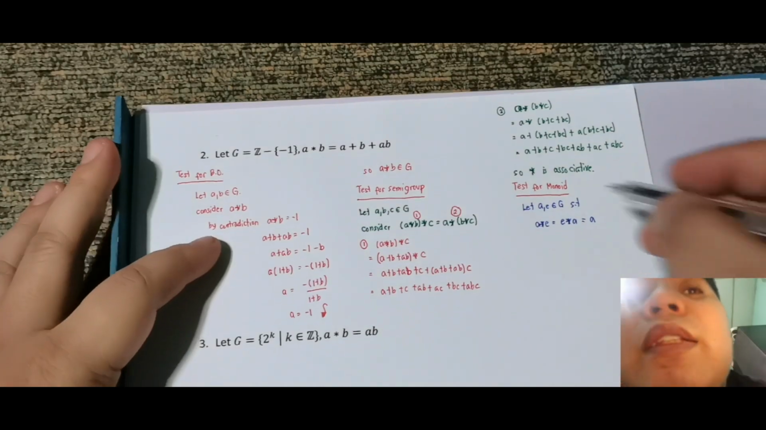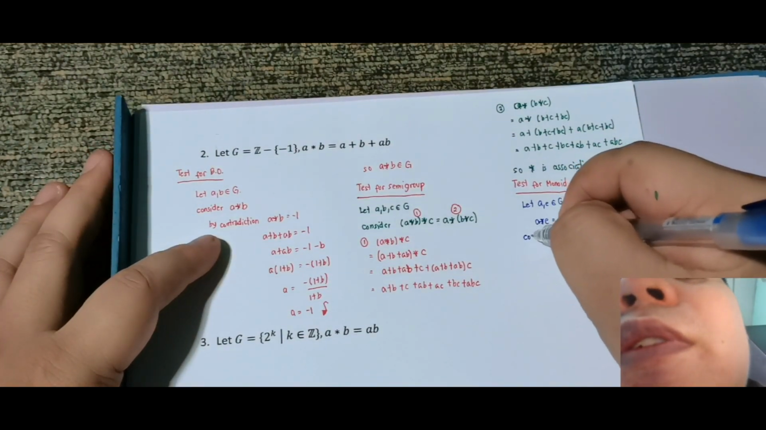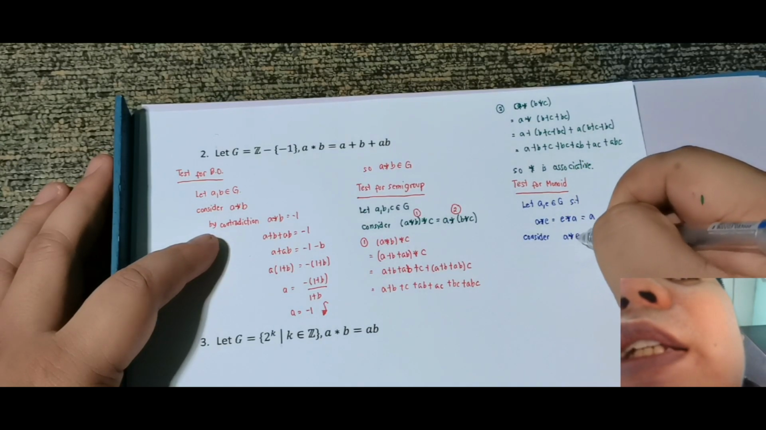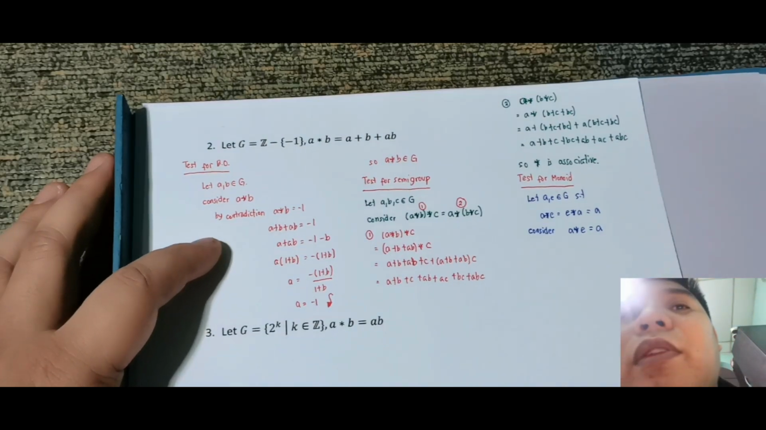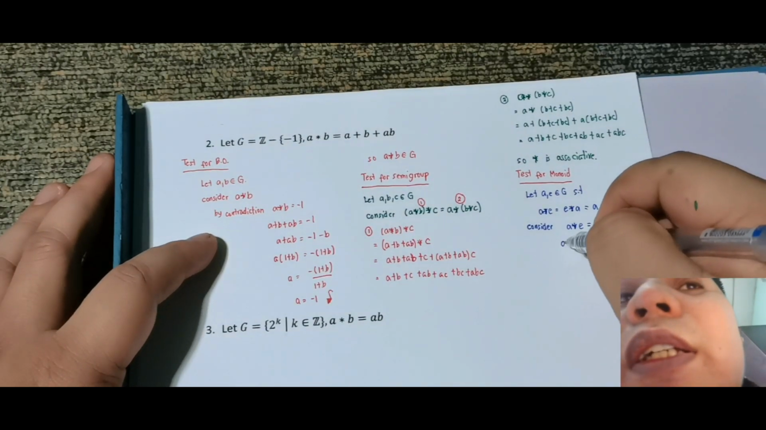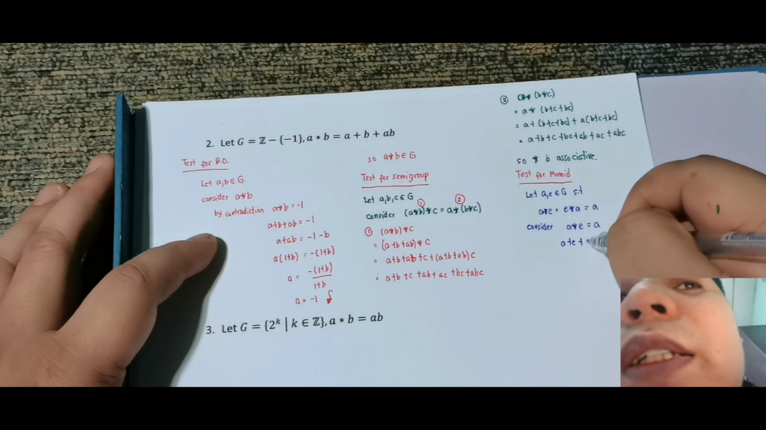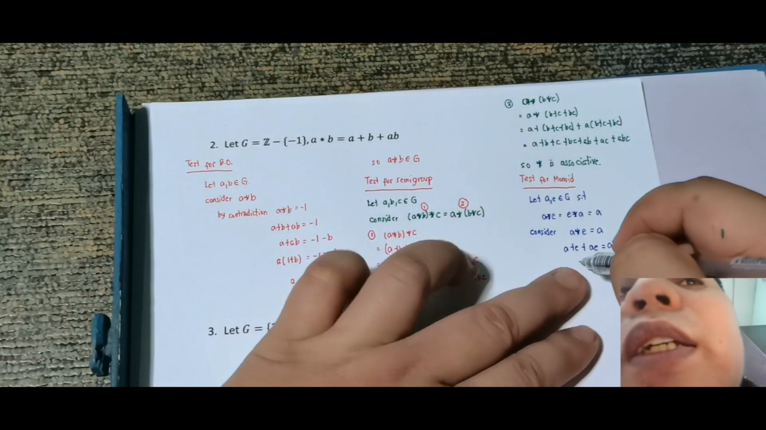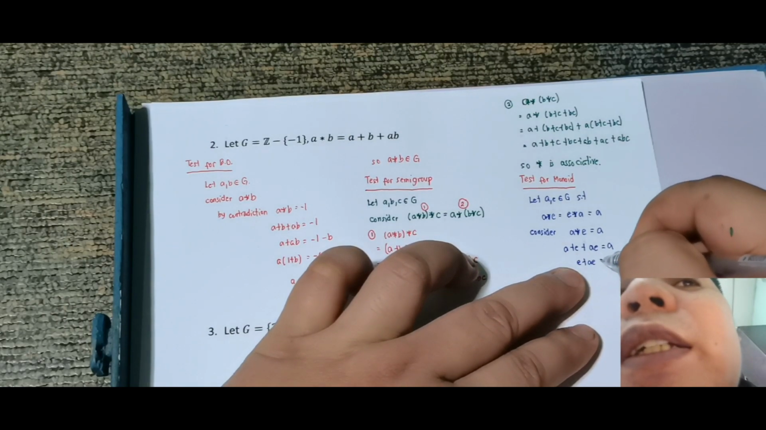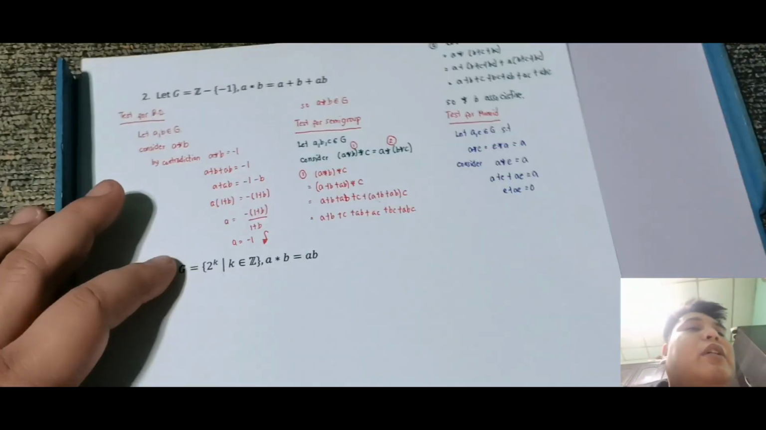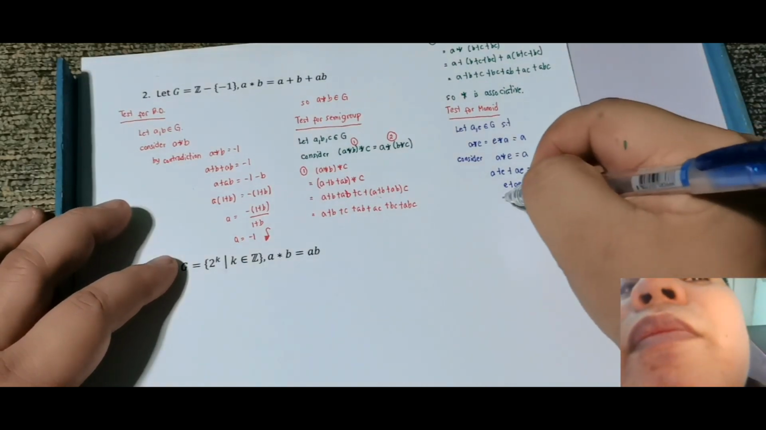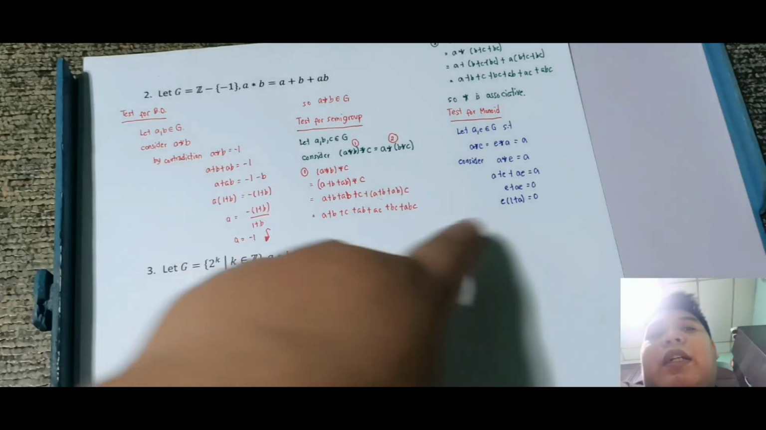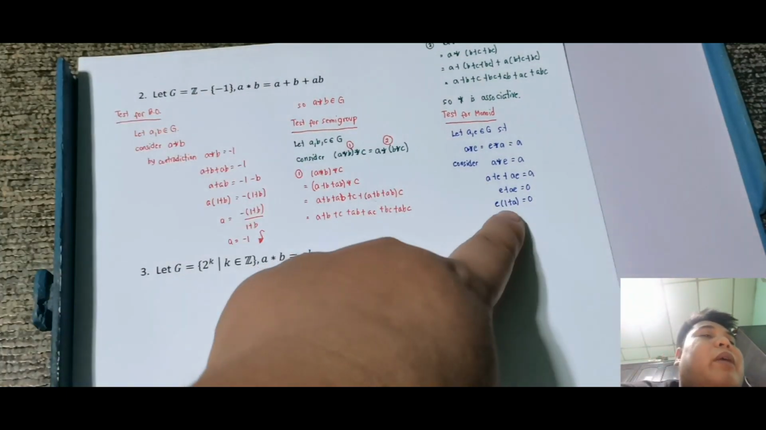Okay, then consider natin. So consider si A asterisk E is equal to A. So by definition, this is just equal sa A plus E plus AE is equal to A, which means that this is E plus AE is equal to 0 kasi A minus A is 0. Then factor out mo E, so this is E times 1 plus A is equal to 0.